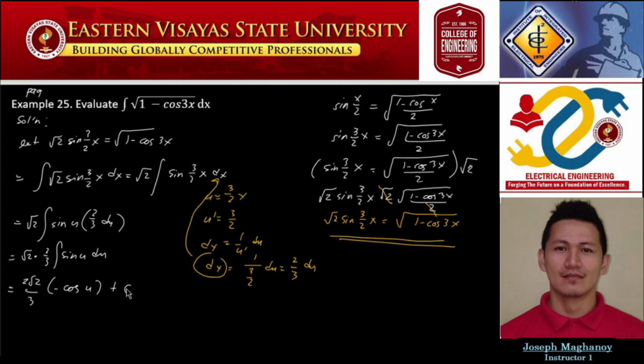Then you can recall the value of your u. Just replace with the original value of your u. Negative cosine, what is your u? That is 3 over 2x plus c. So this is your final answer for your example number 25.